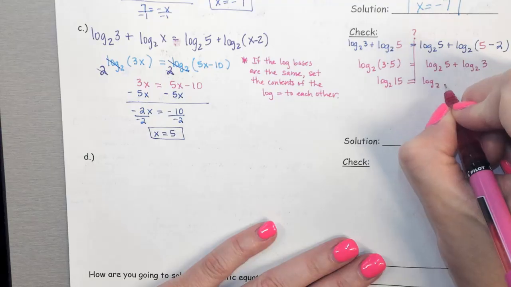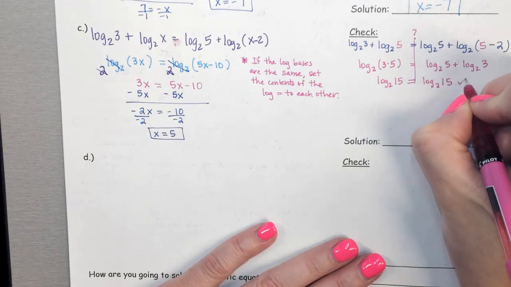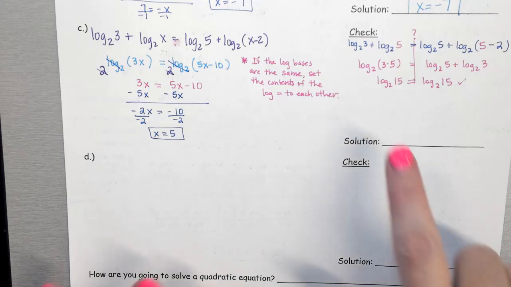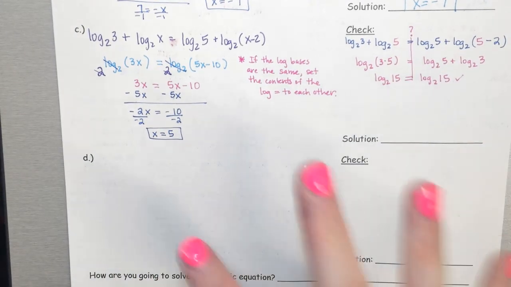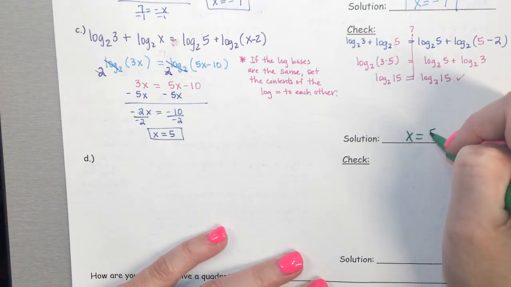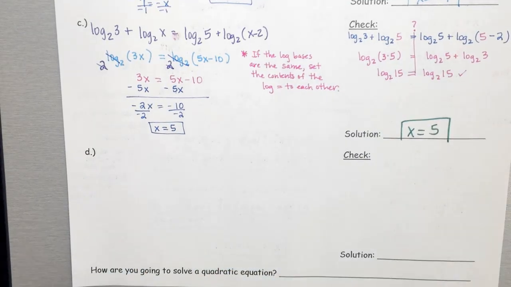So yes, when you have log base 2 of 15 equals log base 2 of 15, you don't even have to worry about typing in the numbers. Those are going to match. Okay, so if you have the same log base and the number on each side, you are good. So then your x value is going to be 5.